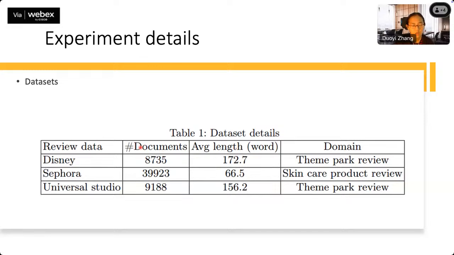So note that because those documents are review data, they come with a rating regarding the review, and we only filter out the low-rated reviews given the original data set. And they are from different domains. For example, Disney and Universal Studio are regarding their theme parks, and Sephora is about skincare product reviews on, I think, millions of the products they provided.